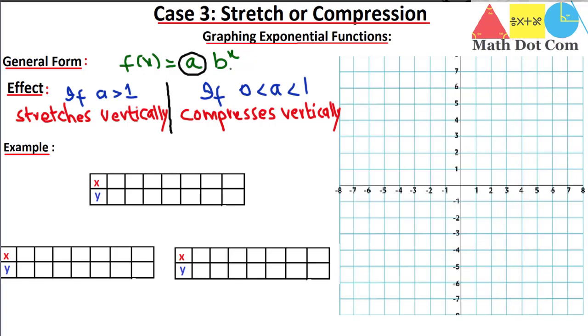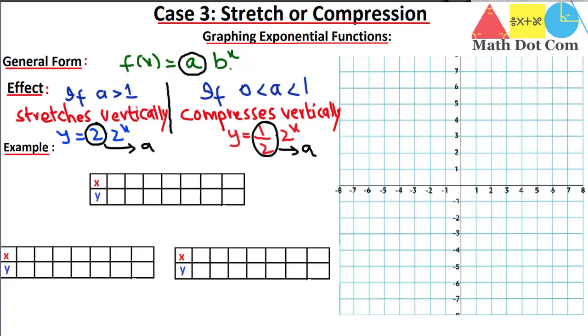For example, if a is greater than 1, the example will be like y is equal to 2 dot 2 raised to power x. Here this 2 is representing a. As a is greater than 1, it means the graph of this example will stretch vertically. But in case of y is equal to 1 by 2 dot 2 raised to power x, here this 1 by 2 is representing a. It means a is less than 1, so the graph of this example will compress vertically.